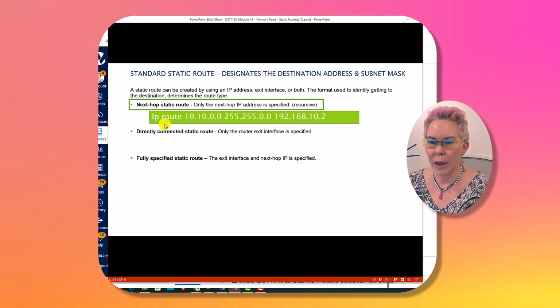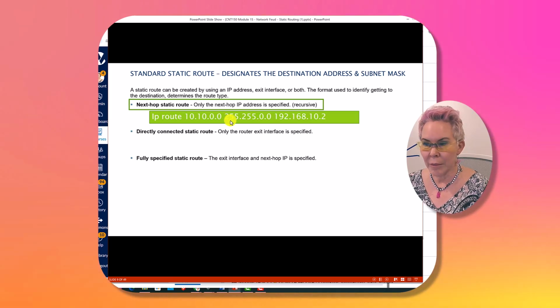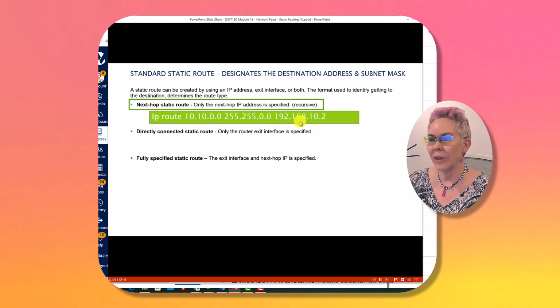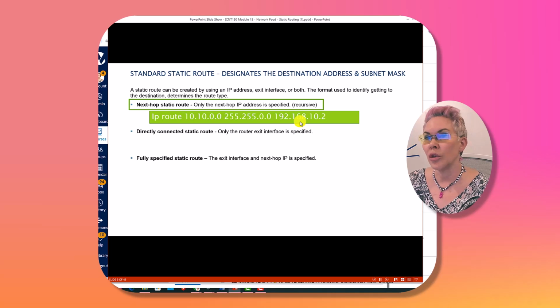We would start with IP route, and then if the packet is destined to network 10.10.0.0 to the subnet mask 255.255.0.0, and then what is the next hop address? So where does it have to go next?